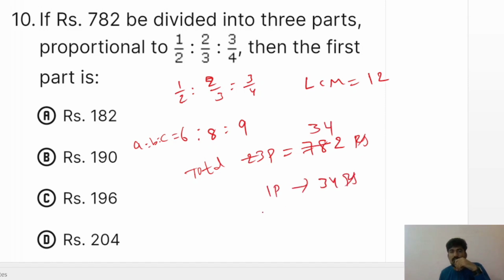We have to find out the first part. First part is 6 parts. So first number is 6 parts. So 34 into 6 comes to 204. 204 is the answer.